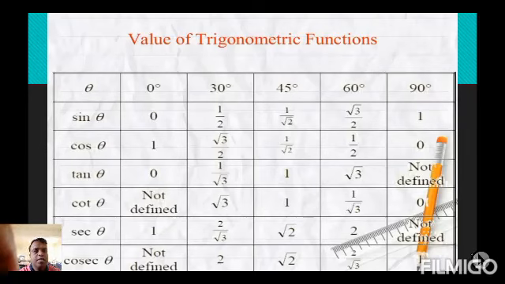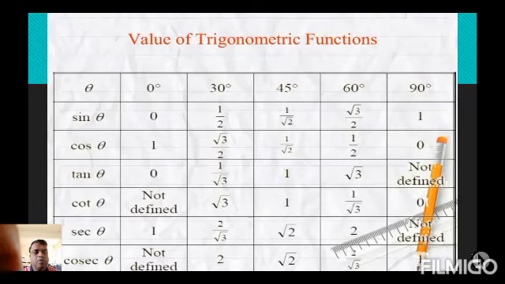If sin 90 is 1, then cos 0 is 1. Sin 60 is root 3 by 2, cos 30 is root 3 by 2. Sin 45 is 1 by root 2, cos 45 is also 1 by root 2. Sin 30 is 1 by 2, so cos 60 is 1 by 2. Cos 90 is 0.